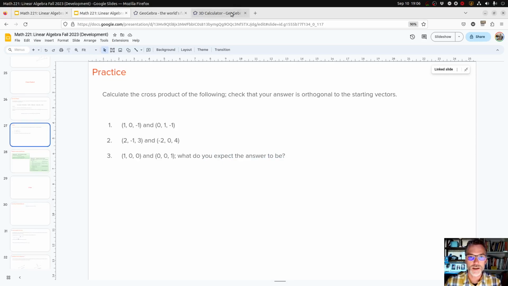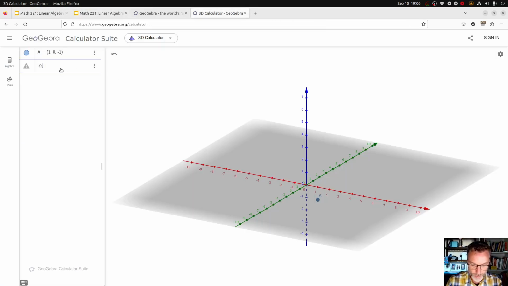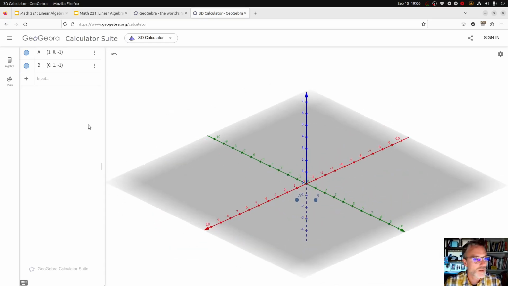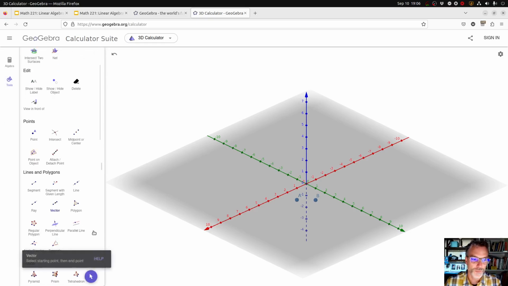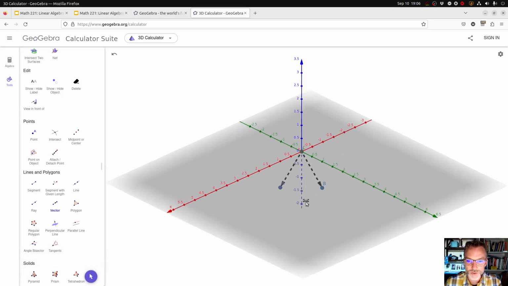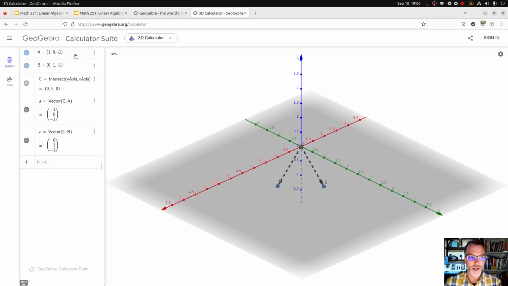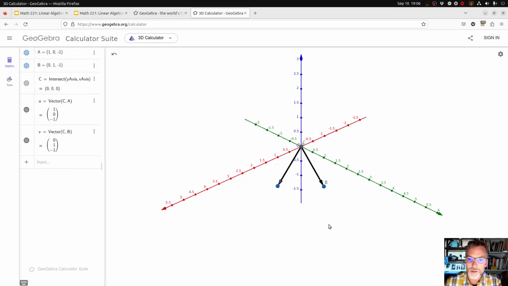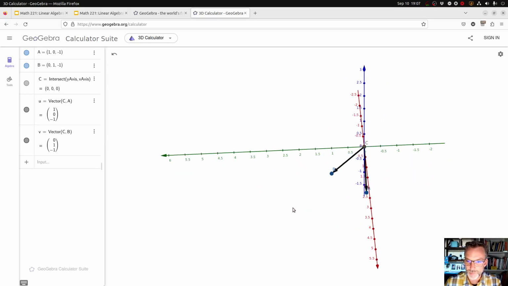And 0, 1, negative 1. Put that in. That gave me the point B. You can see them sitting around there. And what I'll do is go to Tools, or make a vector, just to make these look like vectors. Create a vector here and another one from the origin to that point B. And here are the two vectors that I started with. Let me just clear that up a bit. There they are, floating around in space.